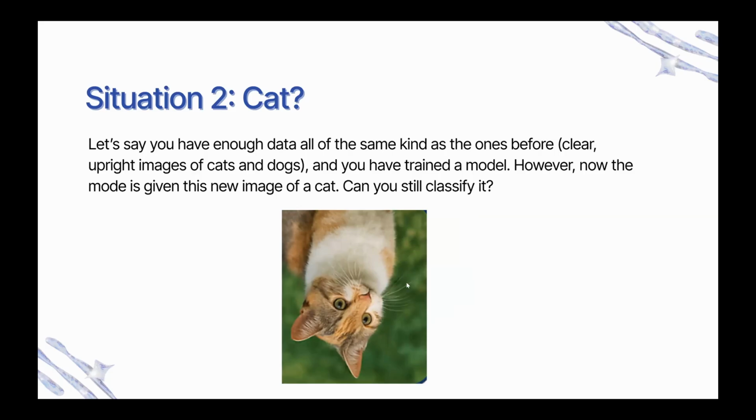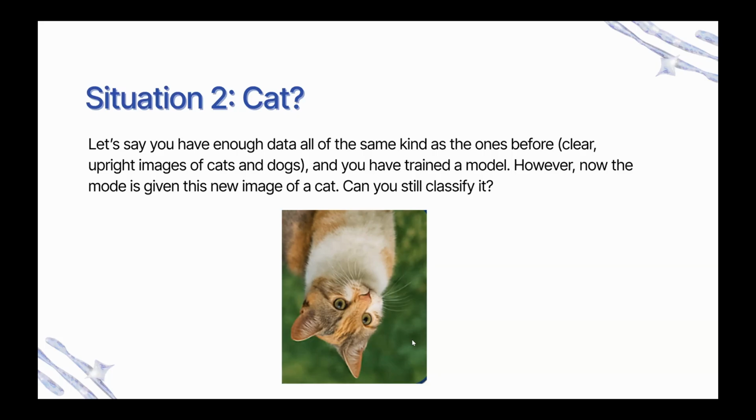However, now the model is given this image of a cat. And this is very realistic because in the real world, if you're designing a product for customers, you can't really expect customers to take images perfectly. I mean, how many times do you just whip out your phone and snap an image? The image might be blurry. It might be upside down like this. It might not have the entire cat in the picture, because look, this cat doesn't have its whole body in the picture. And the background could be anything. You can see this cat has a green background.